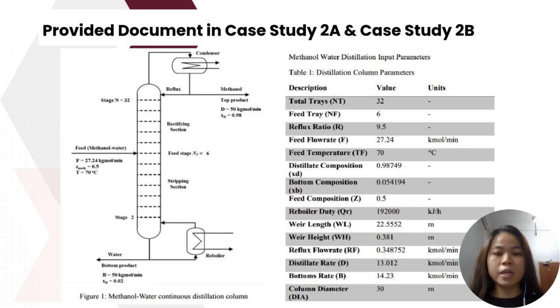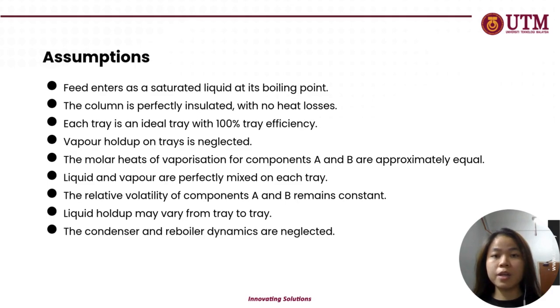This is the provided document in Case Study 2A and Case Study 2B, where the figures show the methanol water continuous distillation column and the tables show the methanol water distillation input parameters. To simplify the modeling process, we make several assumptions. For example, we assume perfect mixing on trays, constant relative volatility, and negligible vapor holdup. This assumption helps us focus on the key dynamics without overcomplicating the system.